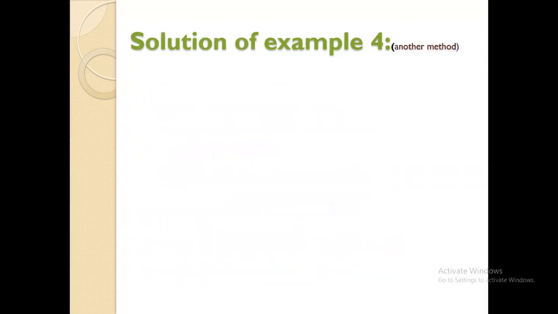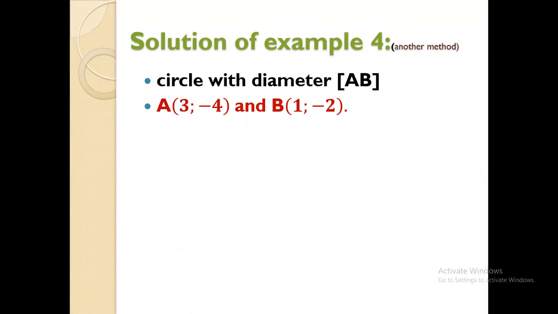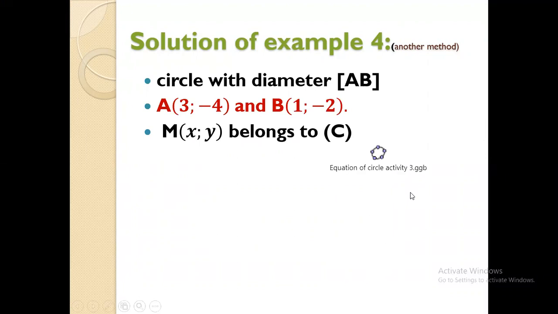Can we find the equation of the circle using another method? Assume that A is (3, -4) and B is (1, -2). So can we write the equation of the circle without getting the coordinates of the center and without getting the actual value of the radius? We consider M(x, y), as we said before, a general point on the circle, and we know that this point belongs to the circle. To find the equation of the circle C, it's enough to find a general relation between x and y. But how can we find such a relation?